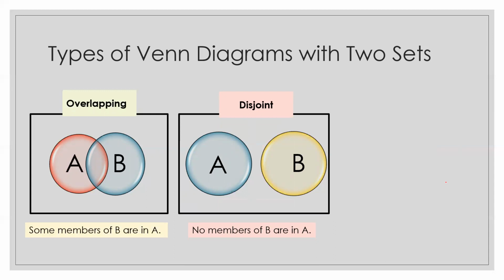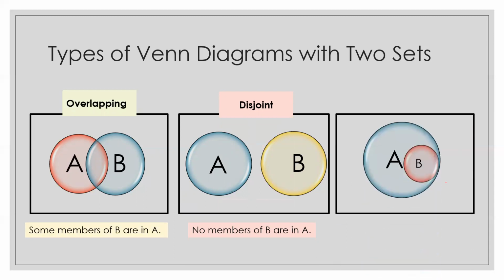Okay. Is there another scenario? Did you draw another one? Of course you did. It would be something like this, and we call this scenario a subset. B is a subset of A. So how do we describe this? We would describe this as all members of B are in A, right? So pay attention to the quantifier.